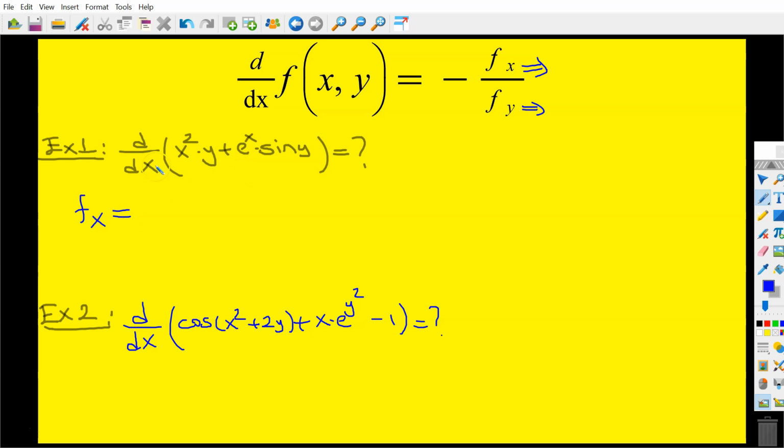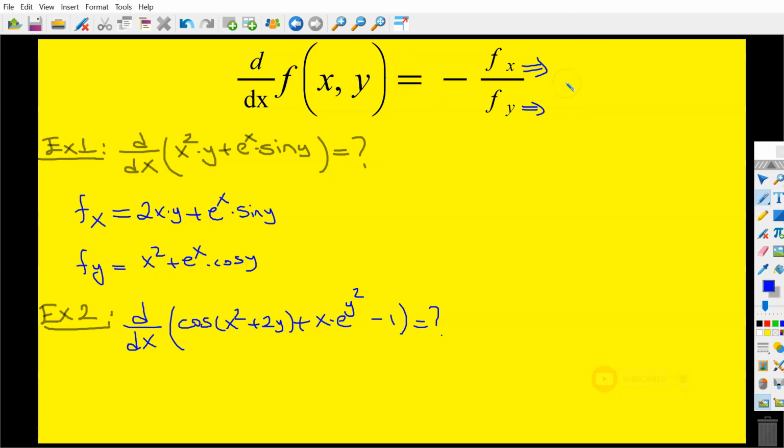That means I'm going to take the partial derivative of this expression with respect to x, and that'll be equal to 2x times y, treating the y variable as a constant, plus e to the power of x times sine y. So that's the partial derivative with respect to x. Then let's figure out the partial derivative with respect to y. Then f prime y is going to be equal to x squared plus e to the power of x times cosine y. So we got all this information.